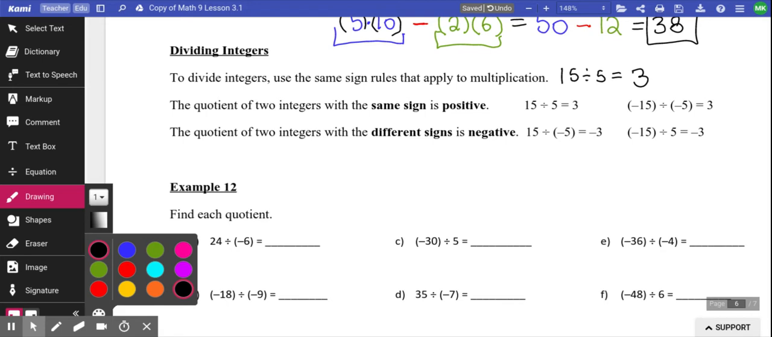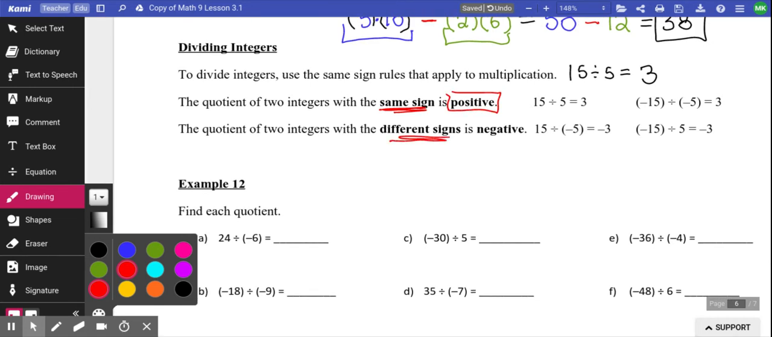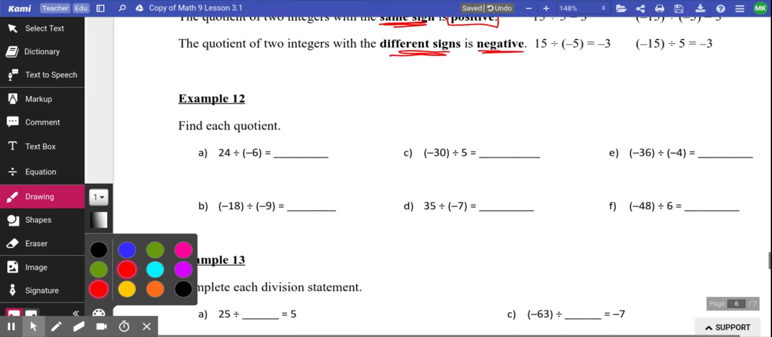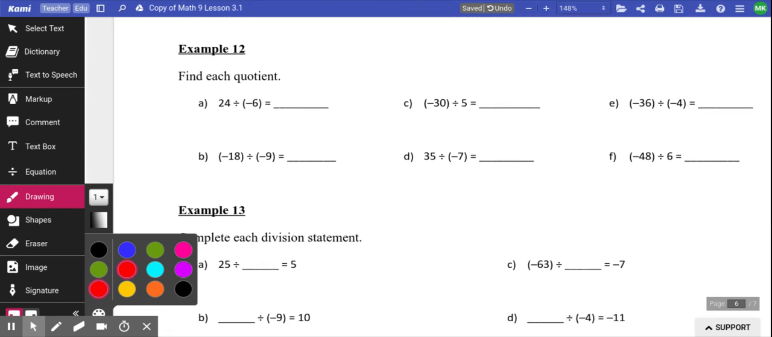Our rules, though, for multiplication and division are the exact same. So if you have 2 positives or 2 negatives, it'll always turn into a positive. If you have different signs, it'll always be negative. So our rules are still the same. If you look at A, 24 divided by -6 will be a negative answer because it's opposite symbols. You then count by 6 until you get to 24. 6, 12, 18, 24. It's 4 times. That's how division works.